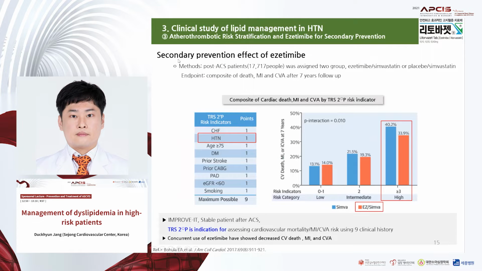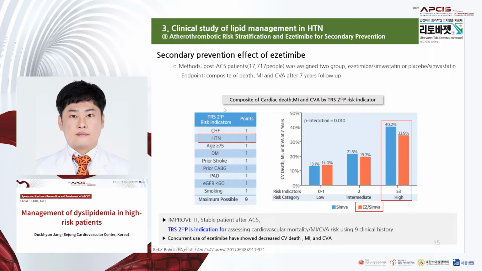This study's purpose is to assess the secondary prevention effect of ezetimibe classified by risk factor. In post-ACS patients, 17,717 people were assigned to two groups, ezetimibe plus simvastatin or placebo plus simvastatin. The primary endpoint is the composite of death, MI, and CVA after 7 years follow-up.